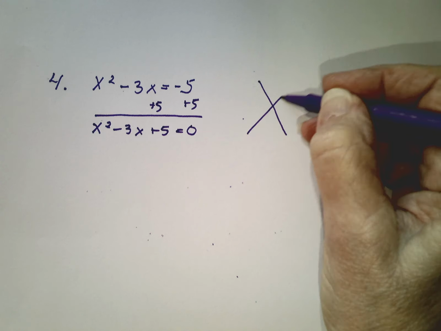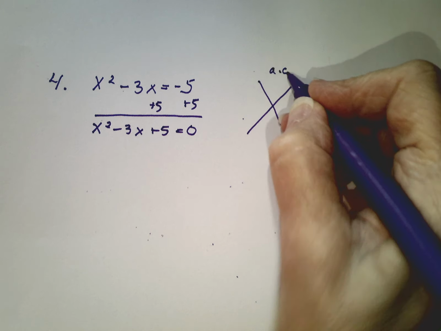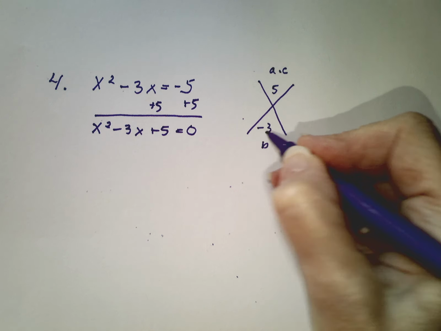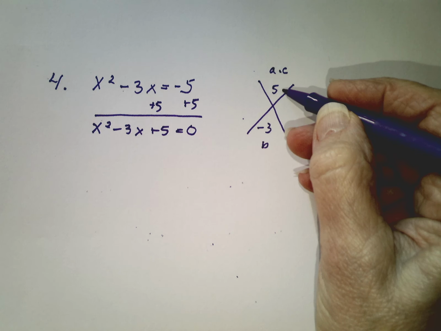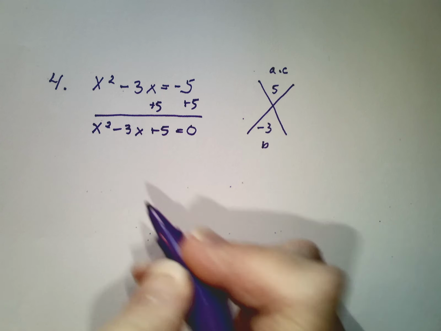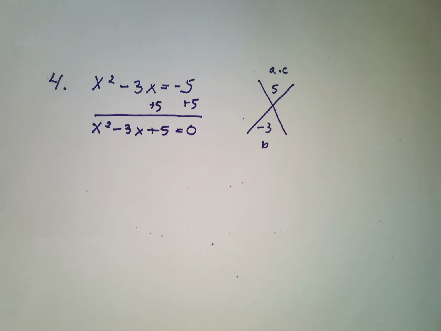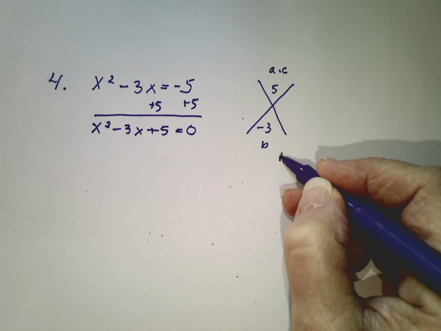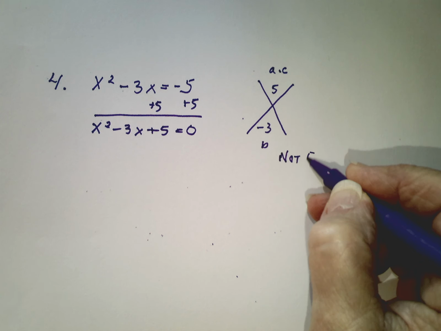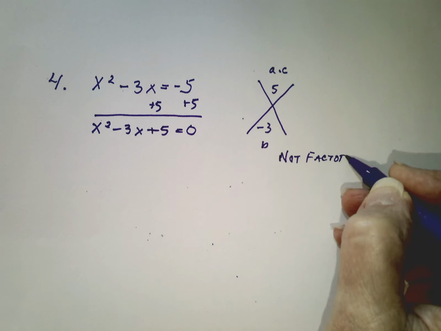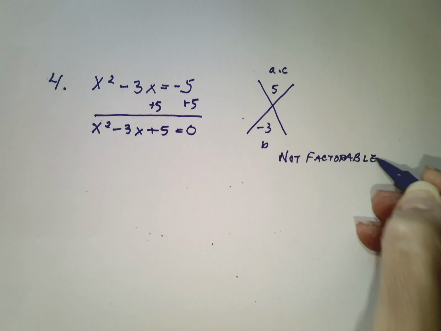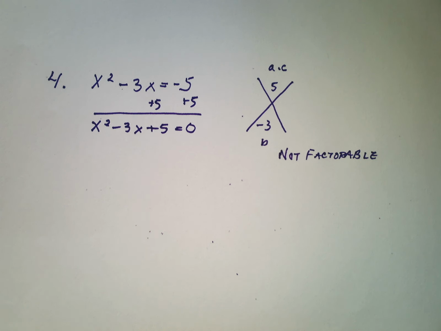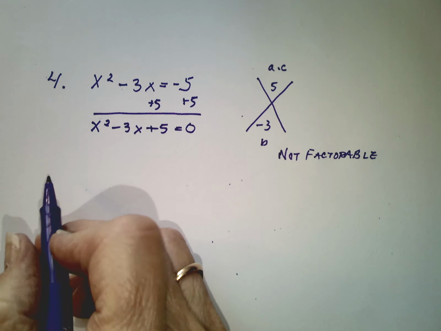We could try factoring. A times C is 1 times 5. B is negative 3. So we need two numbers that multiply out to 5 and add up to negative 3. And we could spend a lot of time trying to figure it out, but this is not factorable. So if we can't factor, we're going to have to go to the quadratic formula. Oh, yay.